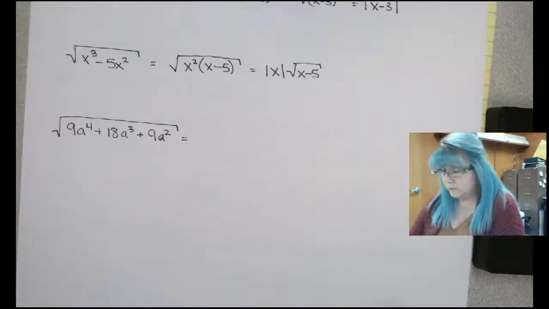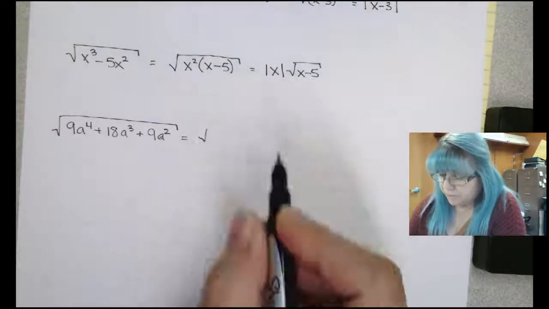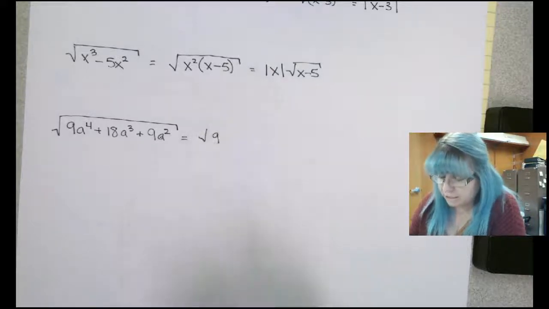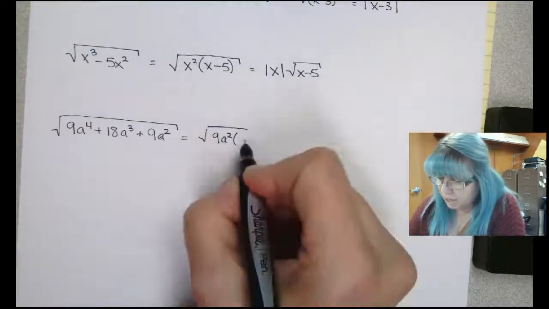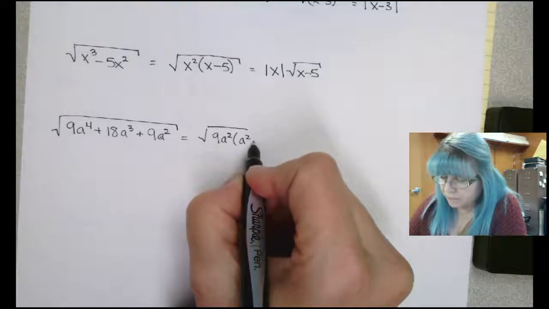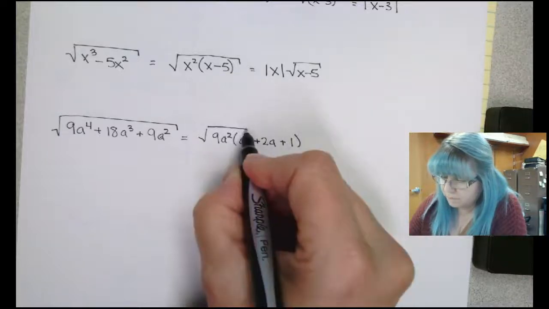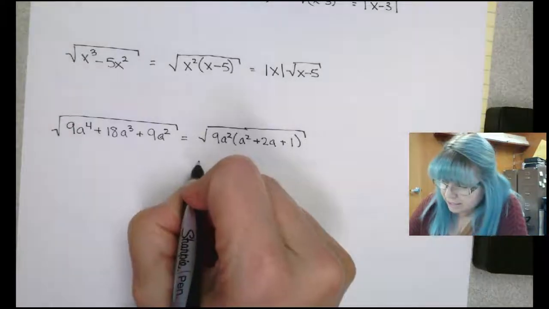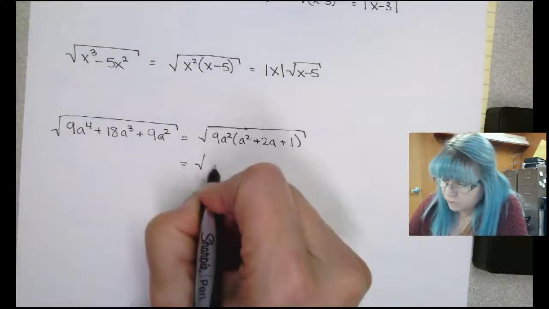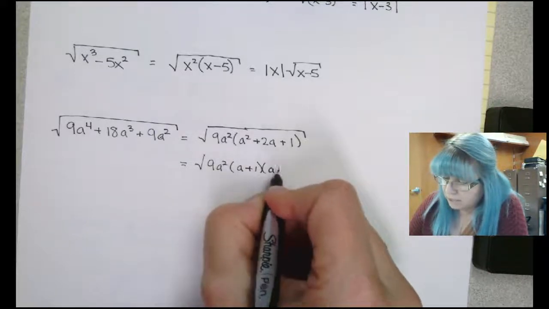All right, let's try a similar one, a little more complex looking, but the first thing we want to do is factor. Right? Looks like I can pull out a 9 as the GCF as well as an a squared, leaving behind a squared plus 2a plus 1. Okay. But it doesn't look like I'm done factoring. So let's say that this is the square root of 9a squared, and a squared plus 2a plus 1 can be factored as a plus 1 times a plus 1.